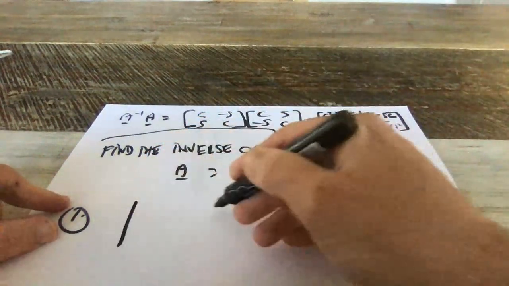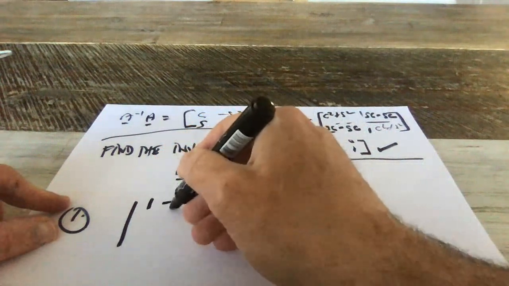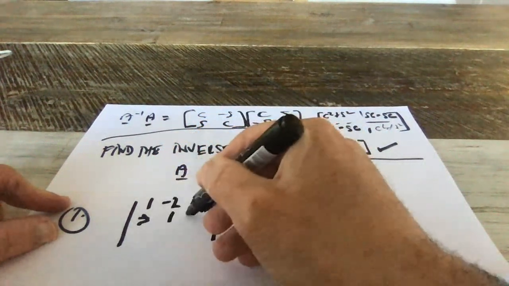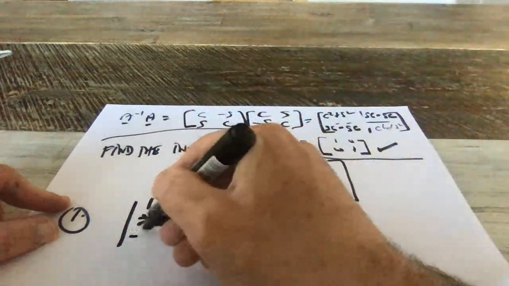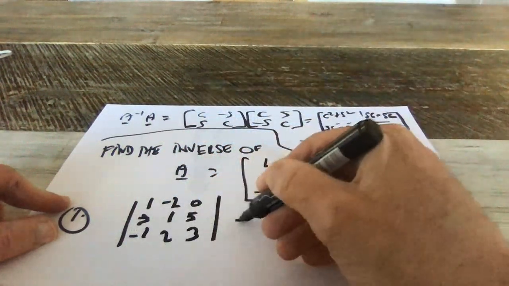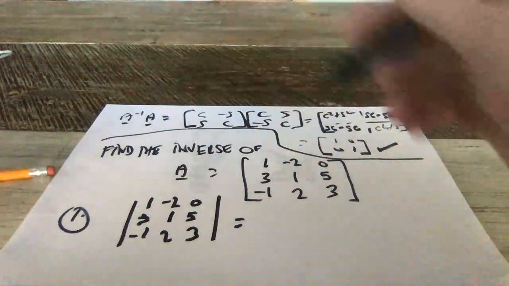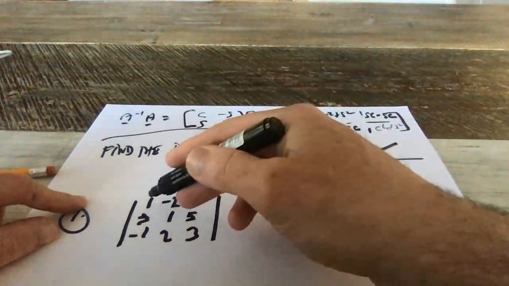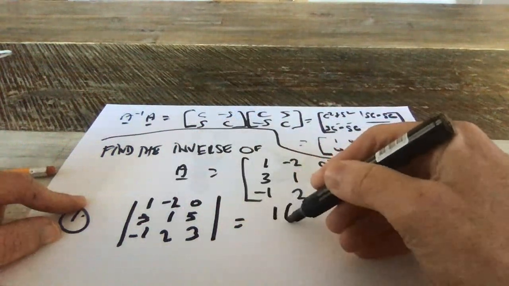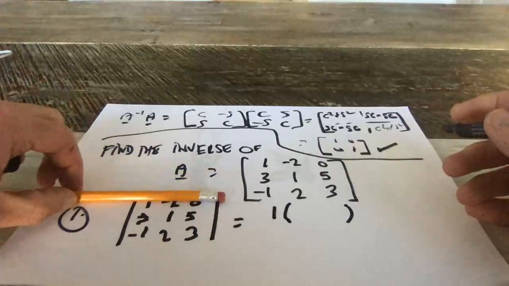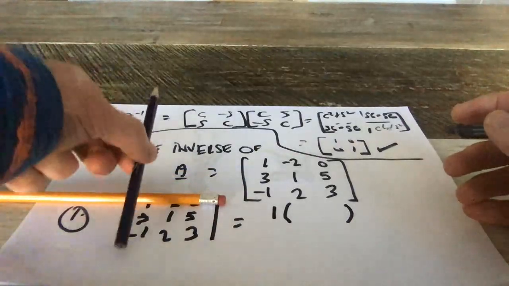So in this case, let me do the determinant of A here. It's 1, minus 2, 0; 3, 1, 5; and minus 1, 2, 3. Remember what we did the other day, guys. It's the things you have to cover up. You write down the first element of the first row, which is 1, and you multiply it by the determinant of a 2x2 matrix. Here it is: you cover up the first row and the first column.